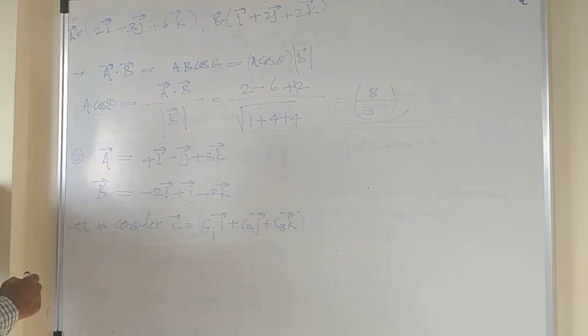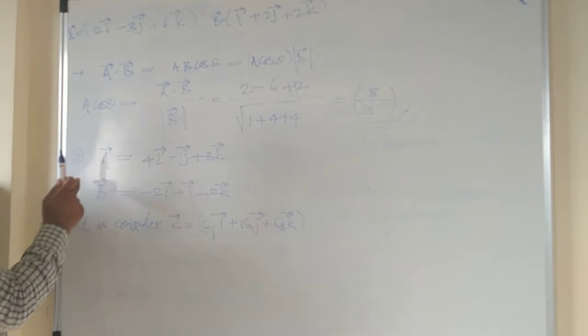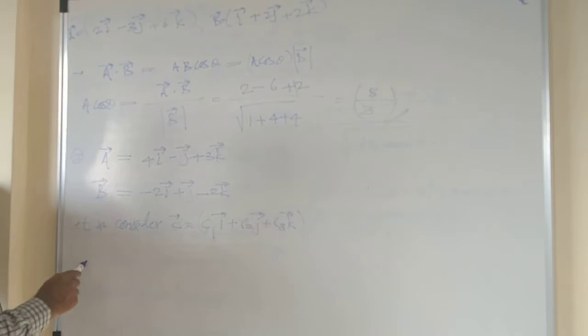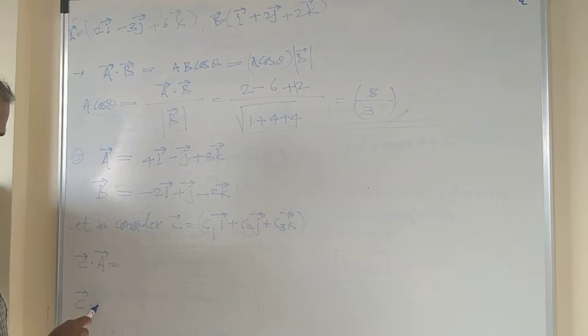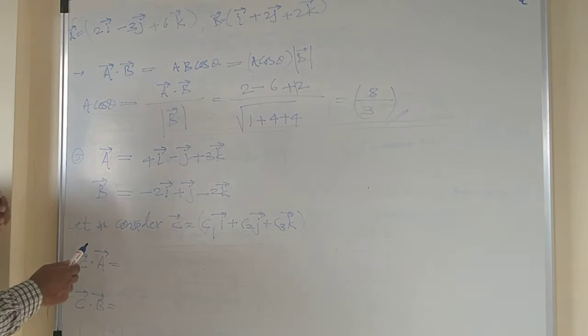Now take the dot product of this vector with A bar and B bar. That means C bar dot A bar and C bar dot B bar. That will give you some value. Equate that value to 0. Why? Because it is perpendicular to that vector, right?